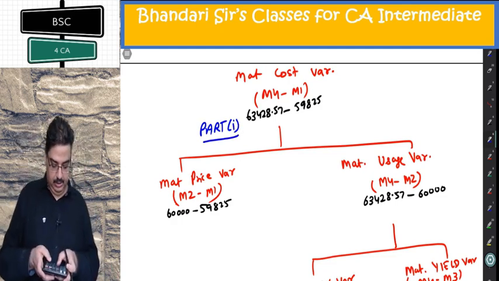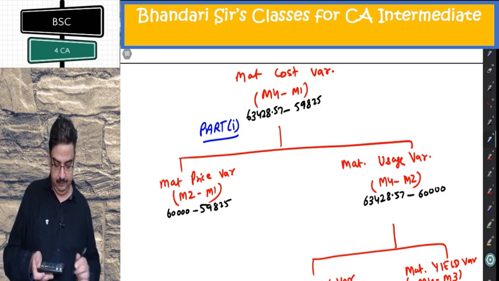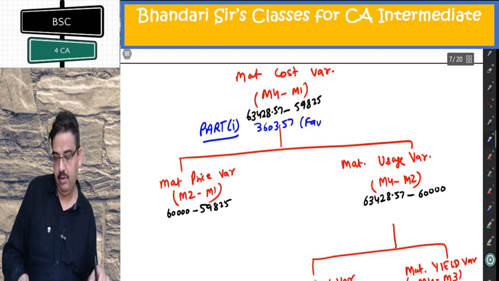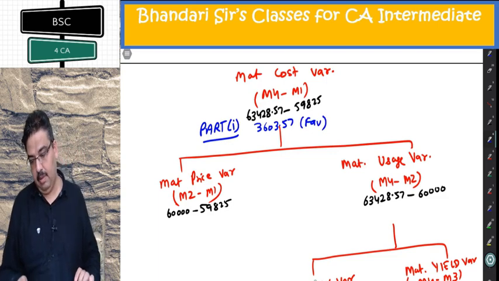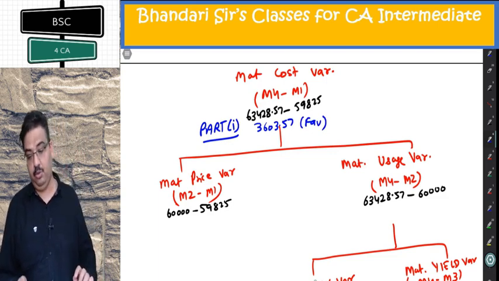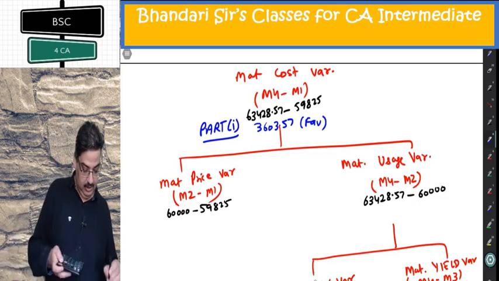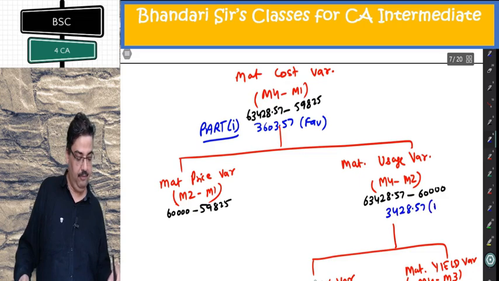I compute 63,428.57 minus 59,825. This is 3,603.57 favorable. Now there may be a little bit of difference here and there due to approximation, but this is the correct figure. Now this minus 60,328.57 favorable.